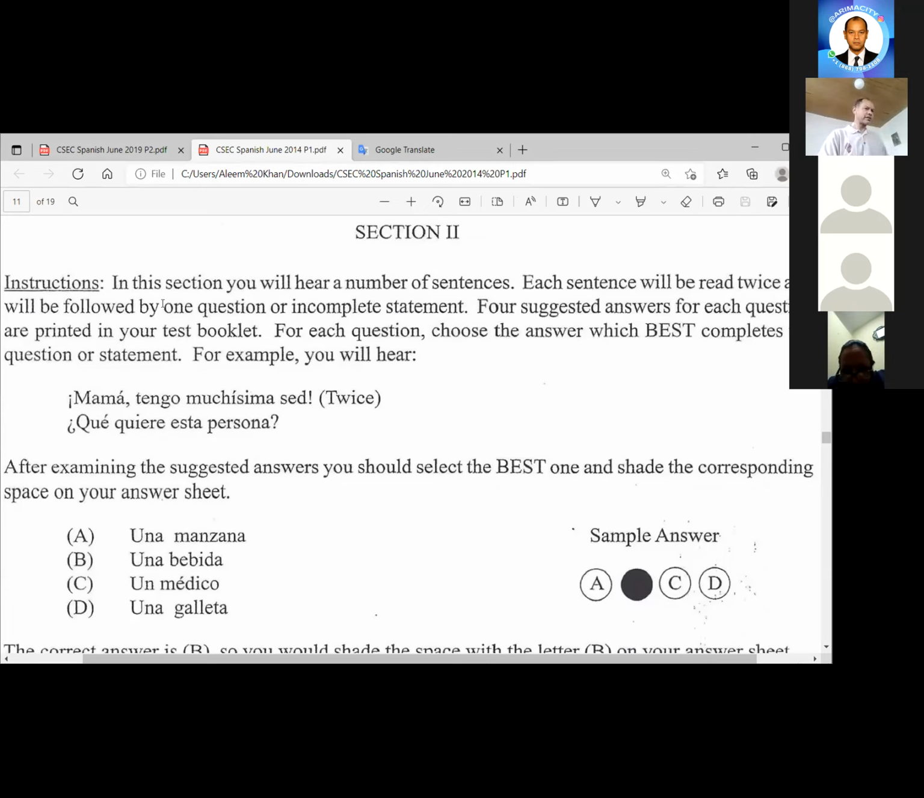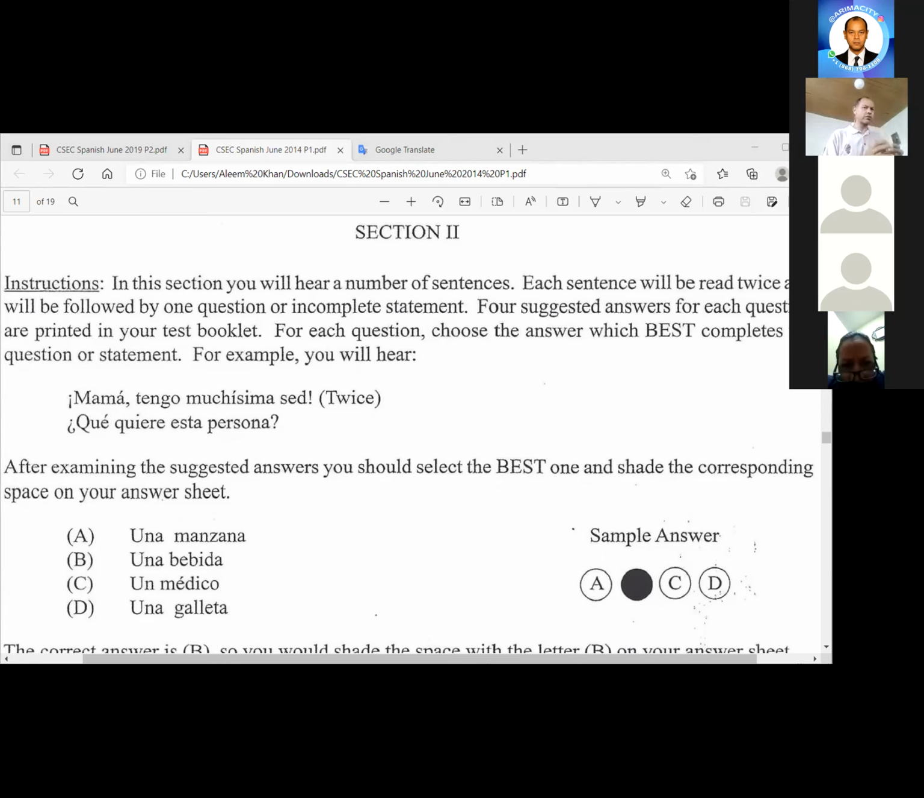In this section, estoy leyendo las instrucciones, entonces empiezo aquí. Ok. In this section, you will hear. Si prenden sus micrófonos, turn on your microphones. In this section, you will hear. All right, muy bien, muy bien.